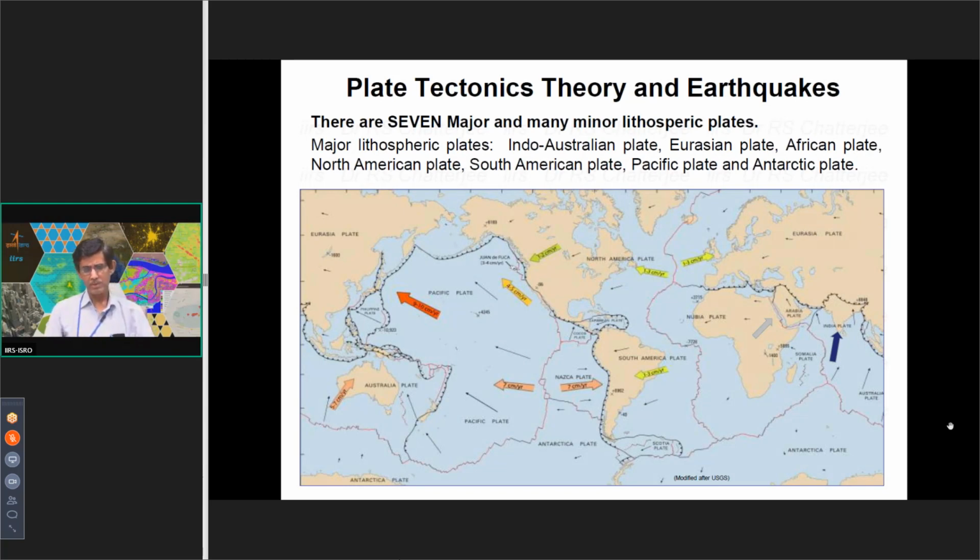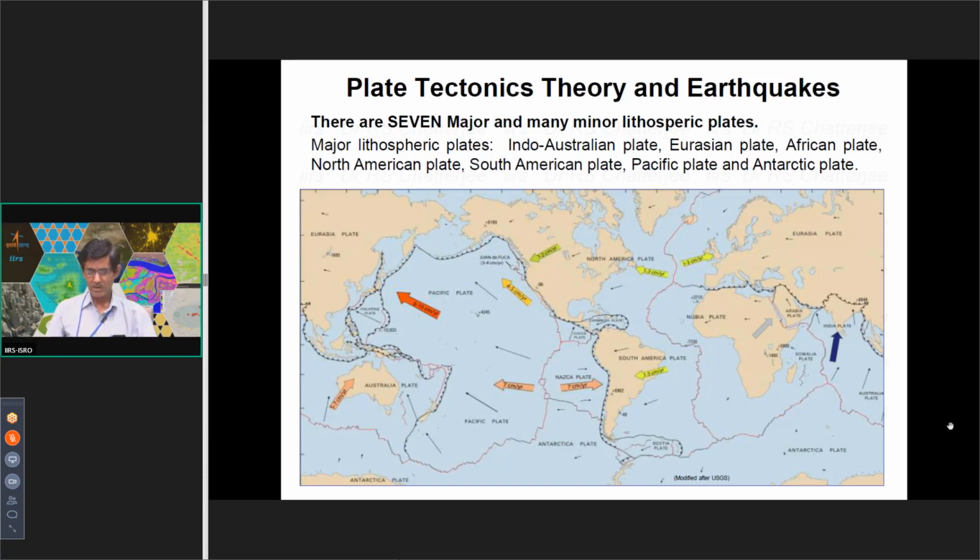Plate tectonics theory is very, very important to understand earthquakes. In fact, there are 7 major lithospheric plates. The entire lithosphere is divided into segments, or plates, and these are known as lithospheric plates. Some are major plates; there are 7 major plates, and there are some minor lithospheric plates. The major lithospheric plates are the Indo-Australian plate, Eurasian plate, African plate, North American and South American plates, Pacific and Antarctic plate.